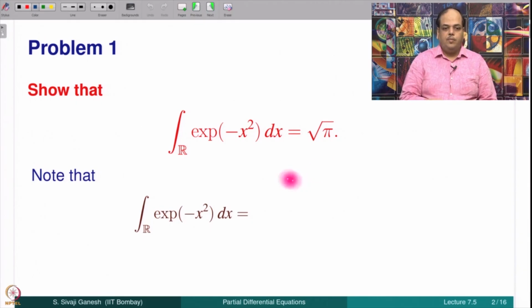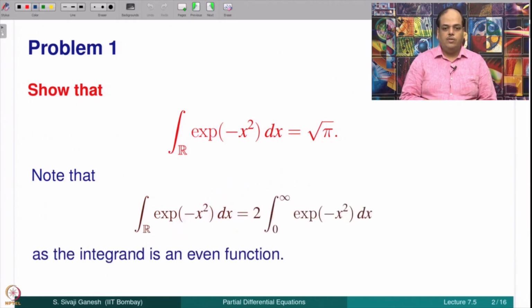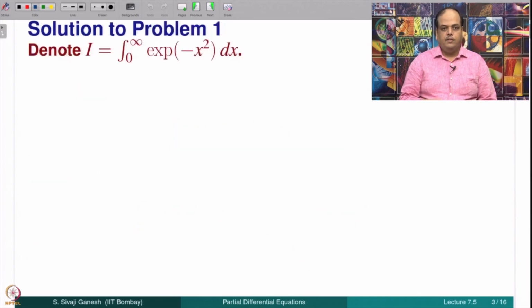So, the integral of e power minus x square on R is equal to 2 times the integral from 0 to infinity of the same integrand e power minus x square, because it is an even function. Therefore, it is enough to compute the integral from 0 to infinity of e power minus x square dx. Then the answer we are interested in will be 2 times I.